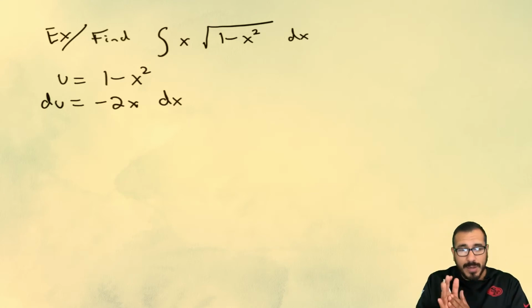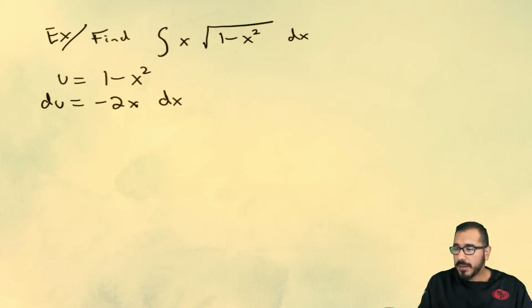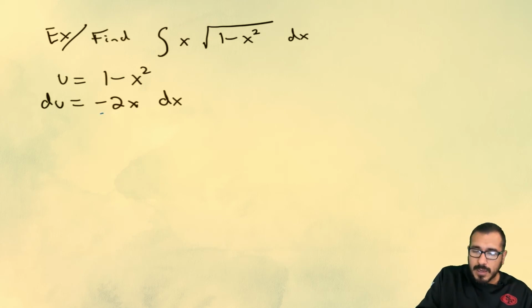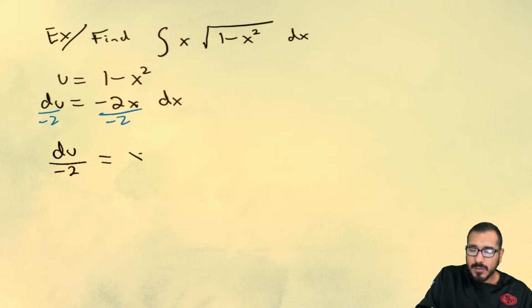First step, we make our substitution. When you take your derivative, what you're looking at is, do I get this x dx? Does that come out of it? Well, there's my x dx. I don't need this negative 2, so let's move it to the other side. I'm going to divide both sides by negative 2 because it's not part of my original. So I get du divided by negative 2 equals x dx.